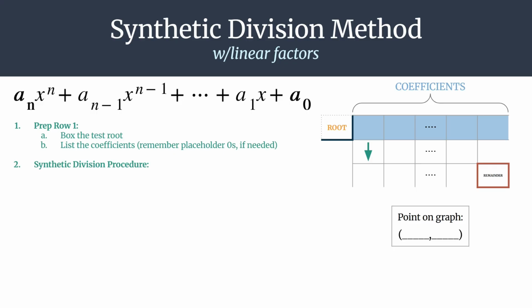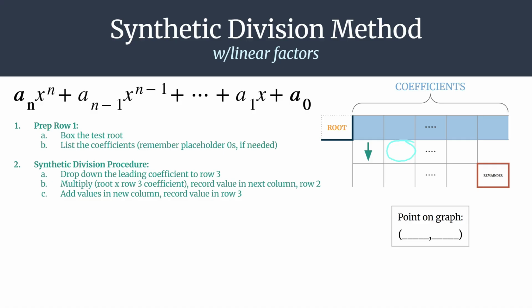All right, so the synthetic division procedure moves through, and you can see that the first coefficient is going to be dropped down. That's what the turquoise green arrow is showing. You'll multiply the root times that new coefficient, the one you dropped down, that's in the first column, row 3, and you'll record that in the next column, row 2. So that'd be right here. Then you would add the values in that new column, column 2, and record the result at the bottom of that column in row 3.